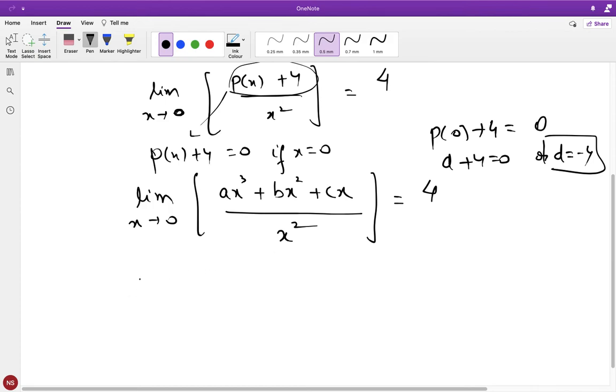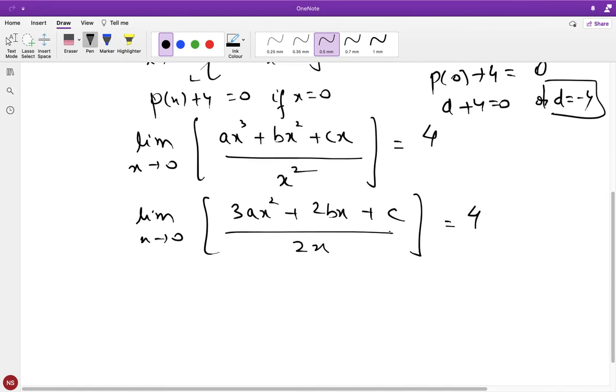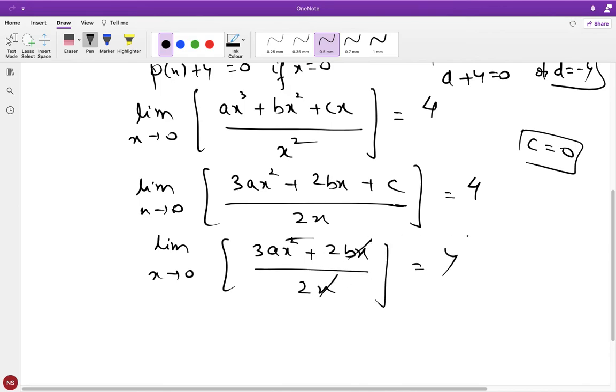Now we take derivatives on both the numerator and denominator. (3ax square plus 2bx plus c) by 2x is equals to 4. Again, when I put x equals to 0, the denominator becomes 0, so the numerator has to be 0 as well. This will be 0, this will be 0, so c has to be 0. So limit x tends to 0, (3ax square plus 2bx) by 2x is equals to 4. So x and x are cancelled.